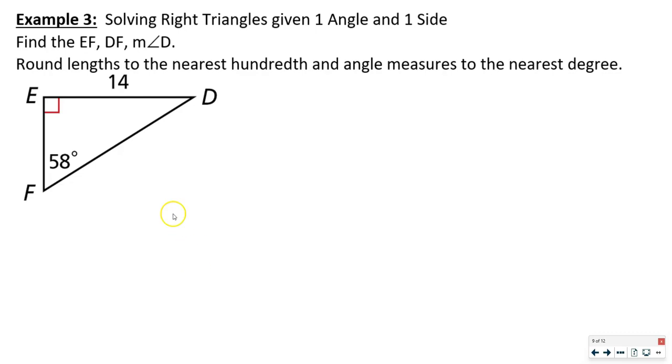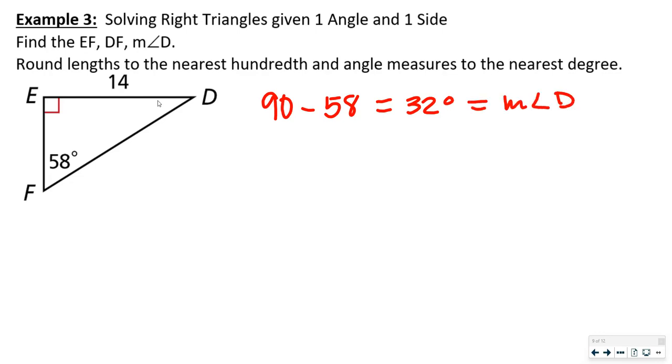Okay. Then example 3 says solving right triangles given one angle and one side. So here again, we have one angle, this time and one side. So what is this angle right here? How would we find angle D? Wouldn't we just do 90 minus 58? 90 minus 58, trying to find my notes here, y'all, is 32 degrees, right? 32 degrees is equal to the measure of angle D, okay?